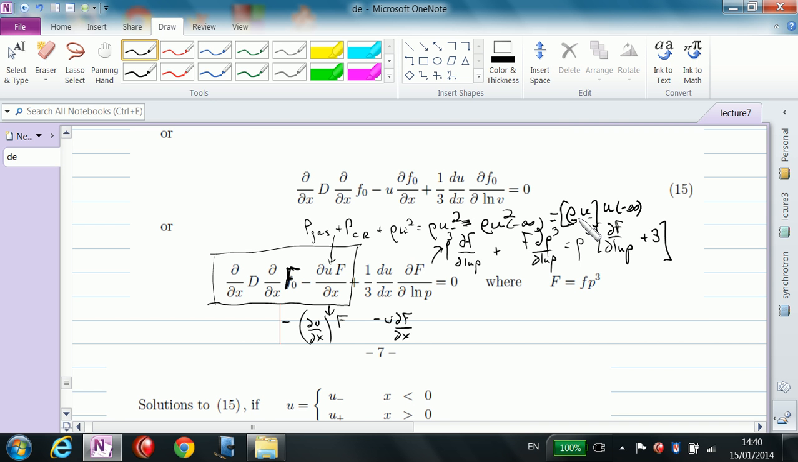So if I can rewrite this where I have a clean space, like over here, this implies that P gas plus P cosmic ray plus rho u minus, which is a constant, times u is equal to that same constant times u of minus infinity. Done.